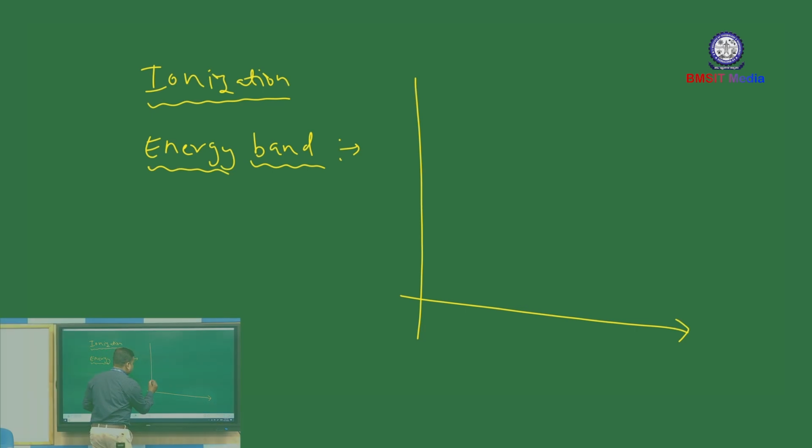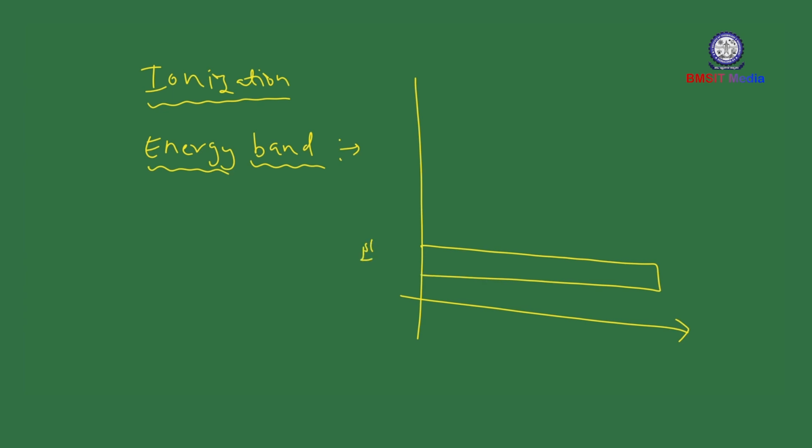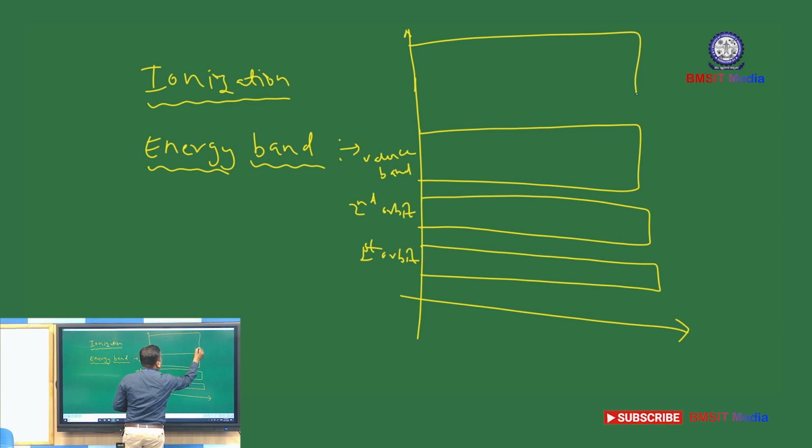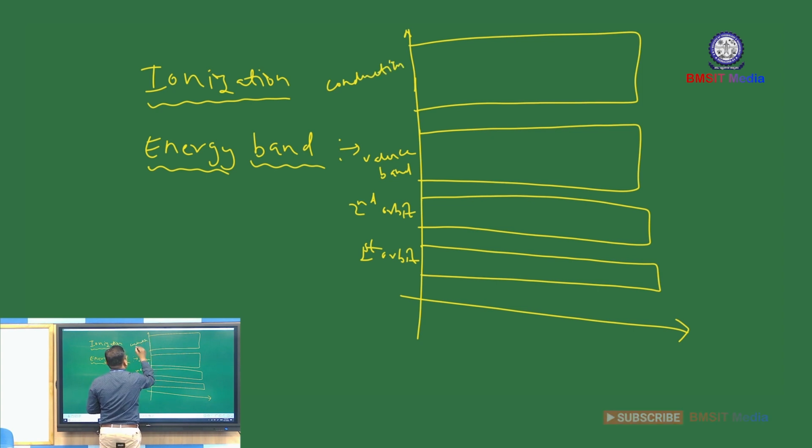So first orbit, some energy will be there. Then second orbit, that is the energy band corresponding to the second orbit. Then this is your valence band. Then you will have the conduction band. The energy of this conduction band will be high, because it consists of free electrons.